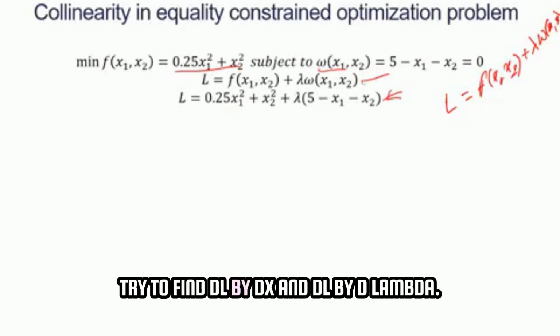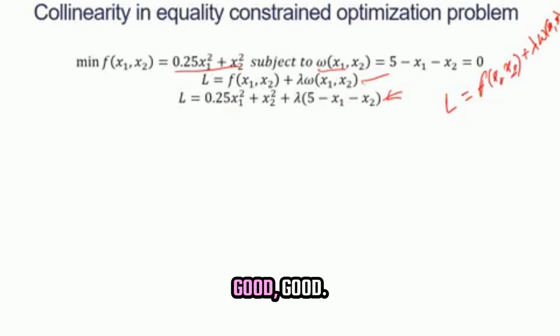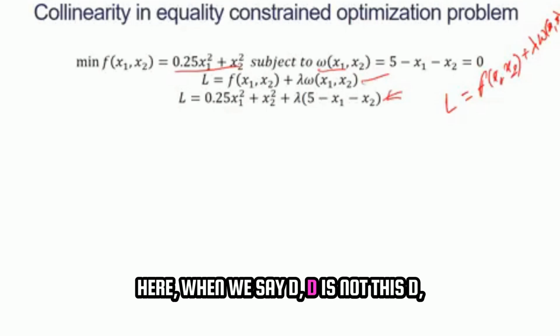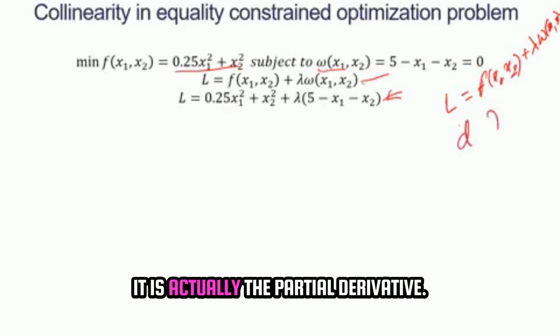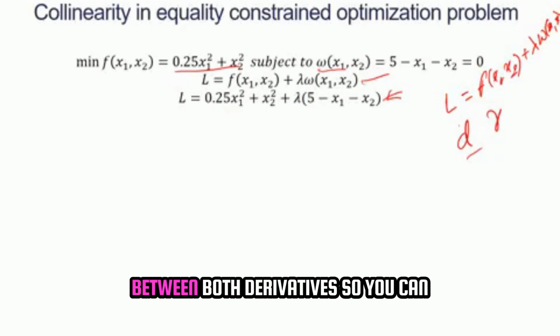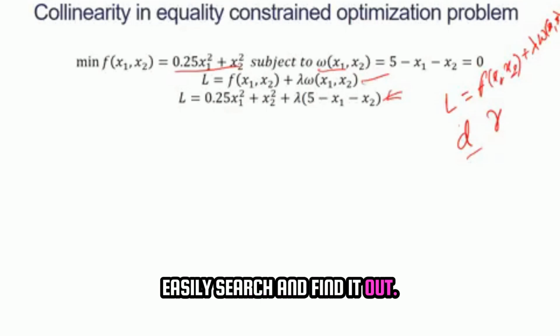So to find dl by dx and dl by d lambda. Good, good. So dl by dx means you have to take, when we say d, it is not this d, it is actually the partial derivative. It is not the full derivative. So I hope you know the difference between both derivatives. You can easily search and find out what the difference is.